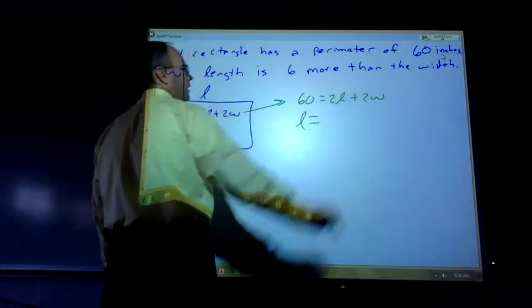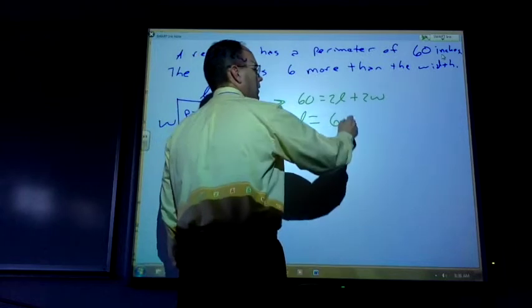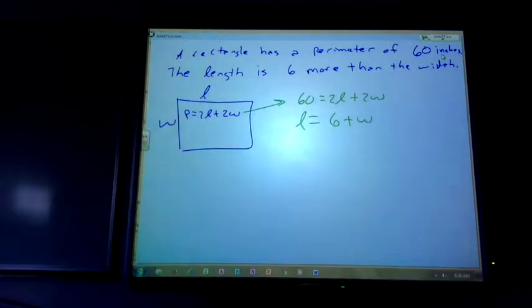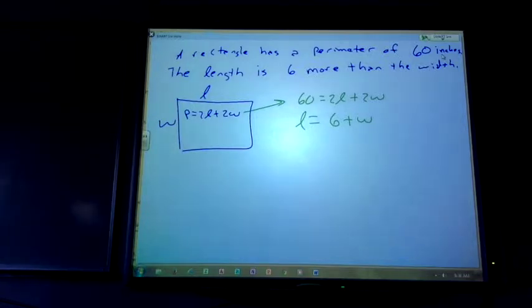Length. 6 more than the width. Length is 6 more than the width. That's all it is. It doesn't say 6 more than twice the width. It doesn't say 6 more than 3 times the width. It says 6 more than the width. So we're going to go with that.